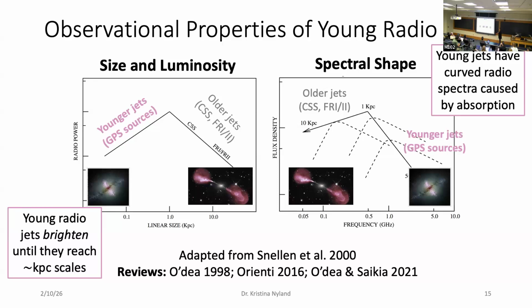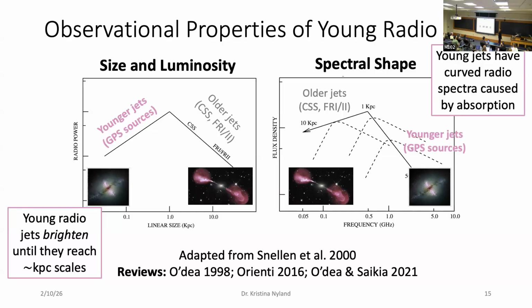The other feature that I want to highlight is the spectral. It's a figure showing the flux density versus the frequency. And on this side, the young jet starts off over here on the right. So sources start off having these peaked spectral shapes. And this peak occurs because of absorption, often synchrotron self-absorption, which is caused by a very high number density of emitting electrons.